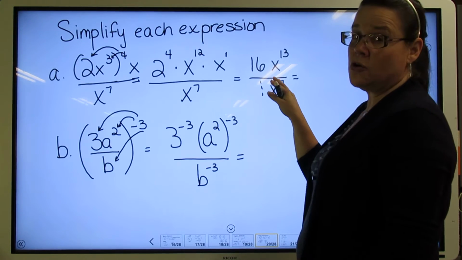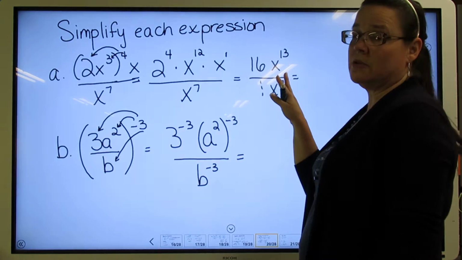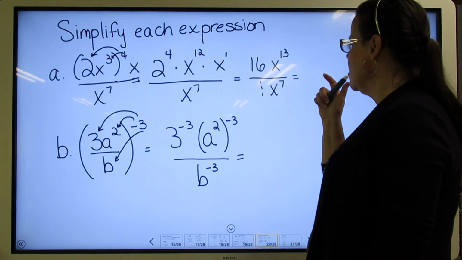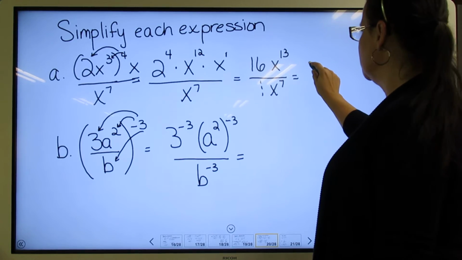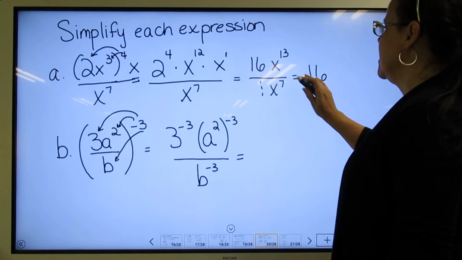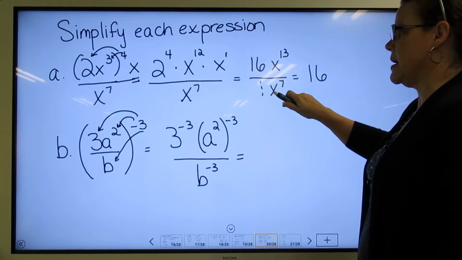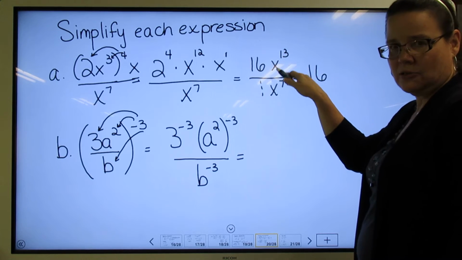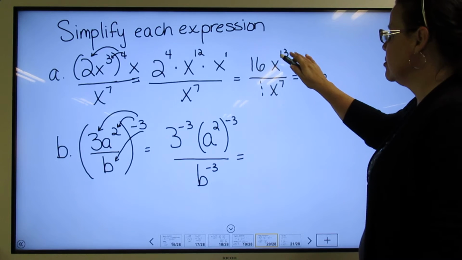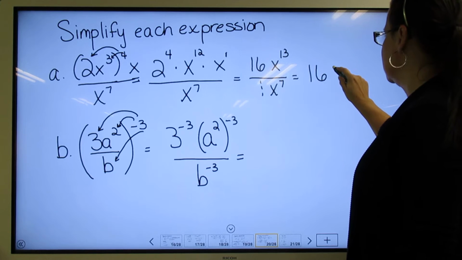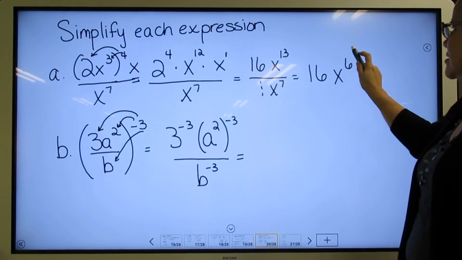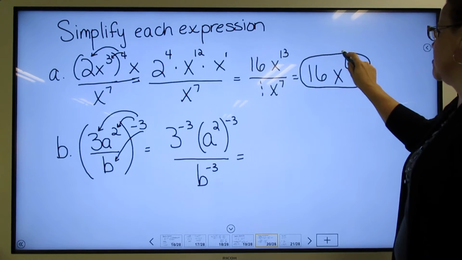Well, again, no number in front of a variable is always a 1. So I kind of put my imaginary 1 so I know. And then now I'm going to figure it out. So it would be 16, and then x to the 13th divided by x to the 7th. That's that quotient rule. And you subtract those exponents. And 13 minus 7 is 6. So it would be 16x to the 6th power. And that would be your final answer.